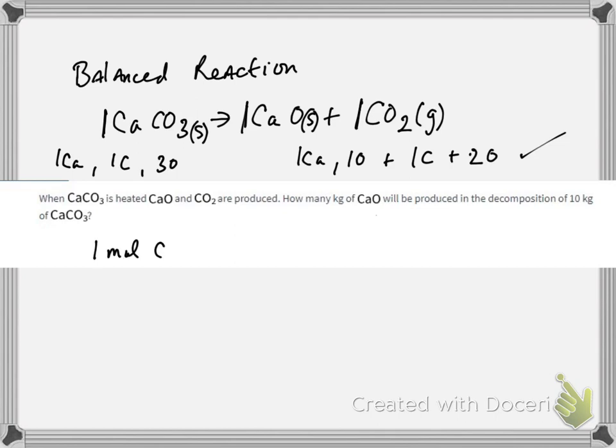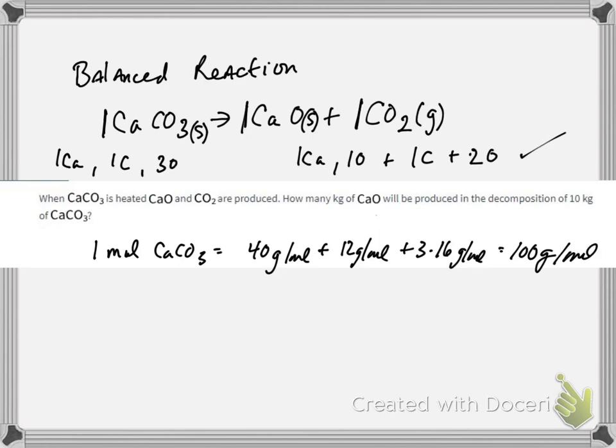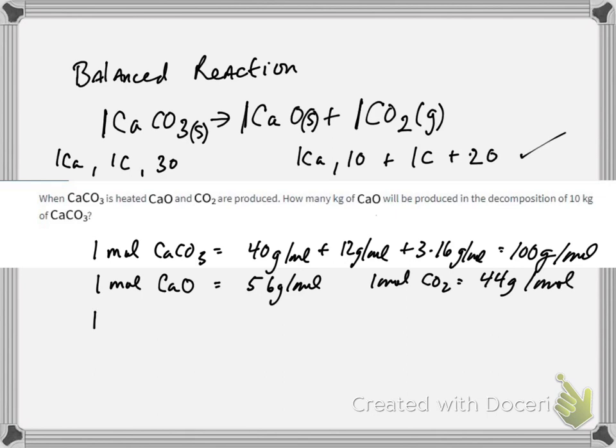All right, so now what we're going to do is start looking at the masses involved. So 1 mole of calcium carbonate is 40 grams from calcium, 12 grams from carbon, and 3 times 16 grams for oxygen, giving us 100 grams per mole. Calcium oxide, do the same thing, 56 grams per mole, and for CO2, it's 44 grams per mole.